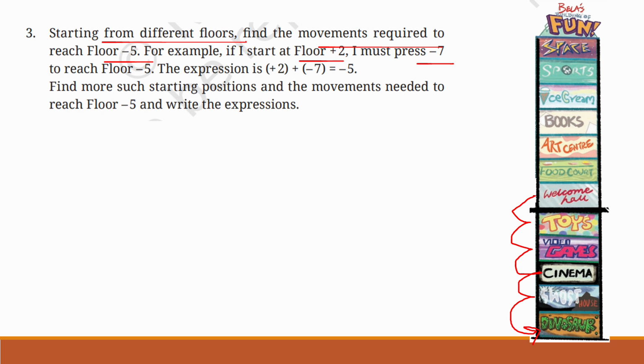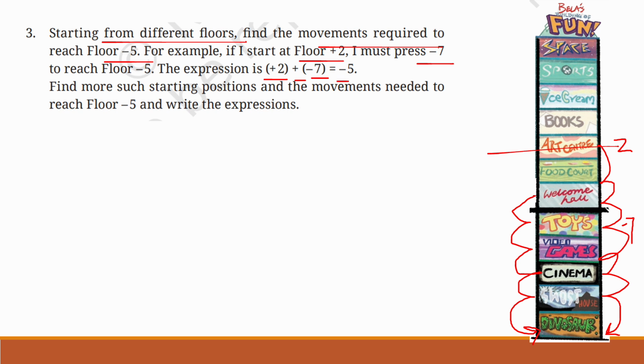For example, if I start at floor 2, see, this is floor 2. If I start at floor 2, I have to press -7 to reach -5. See, -1, -2, -3, -4, -5, -6, -7. I have to press -7 to reach -5. So I can write this expression as starting point, that is +2, plus movement -7 is equal to target.